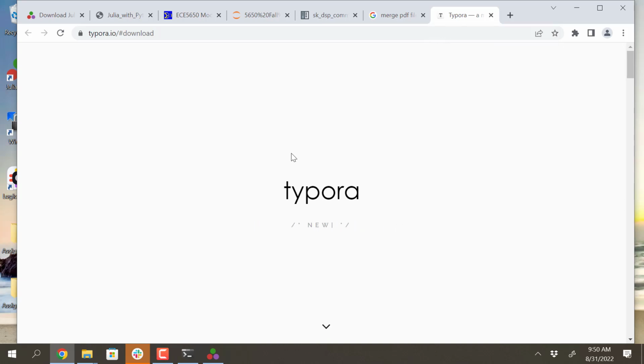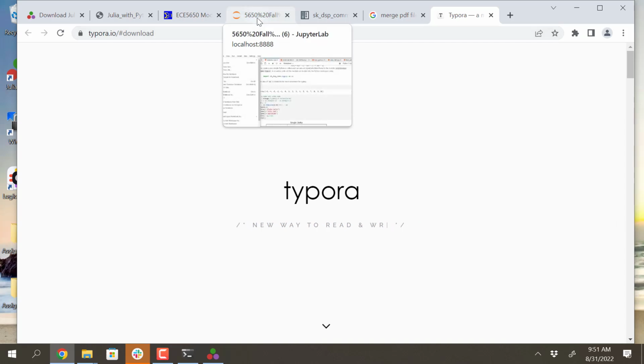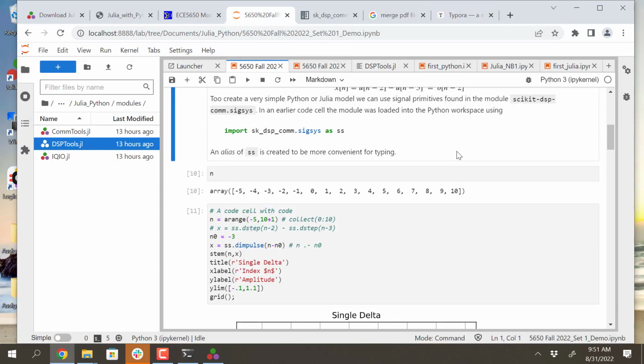So that's out there. I mentioned Typora in the syllabus, so you've got that to go look at if you wanted to. So does that answer enough of that question? Thank you. Yeah, I answered it.